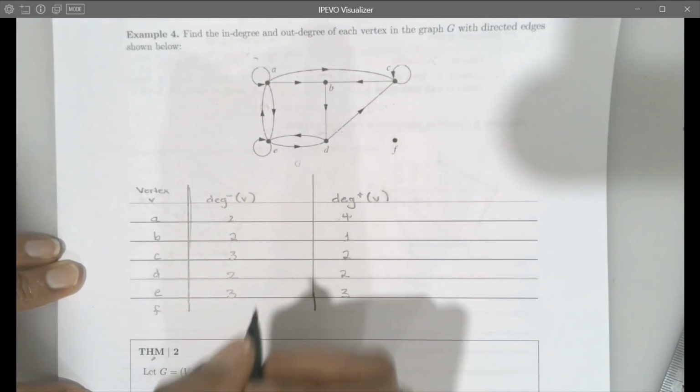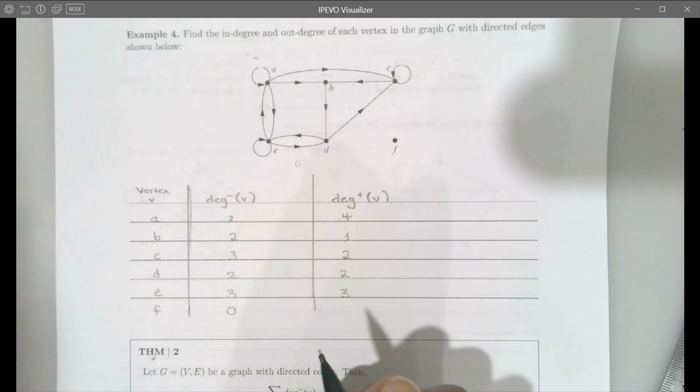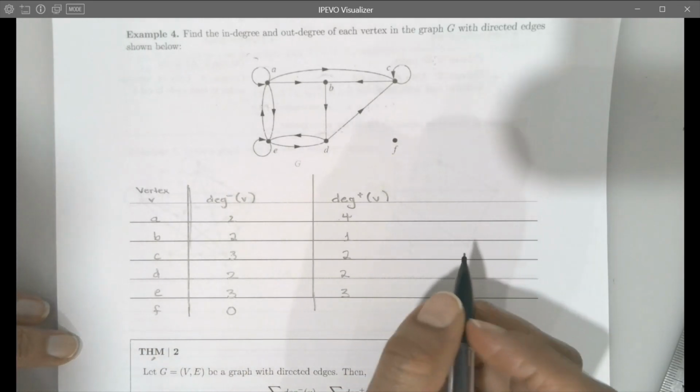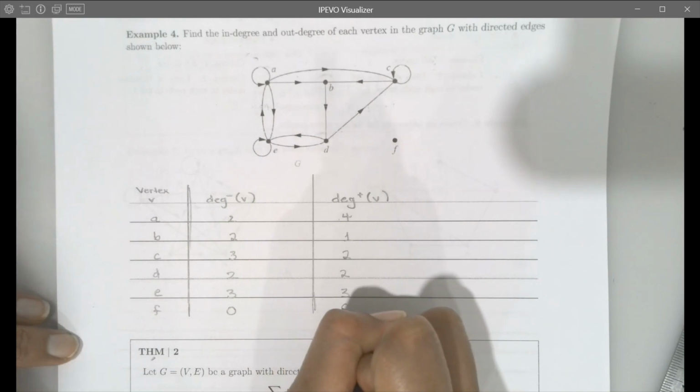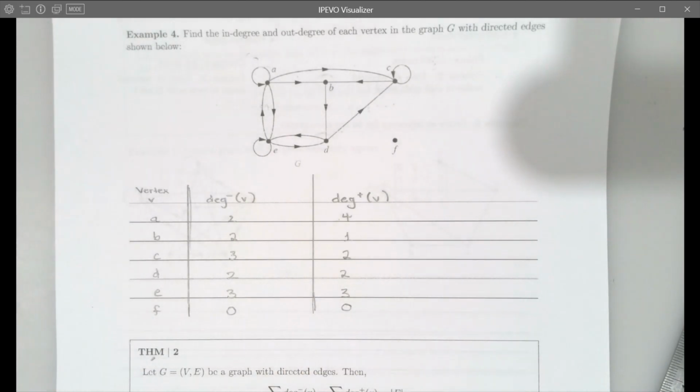And the last node, F, is an isolated node. It has no incoming edges, so that's an in degree of 0, and no outgoing edges either, so that's an out degree of 0.